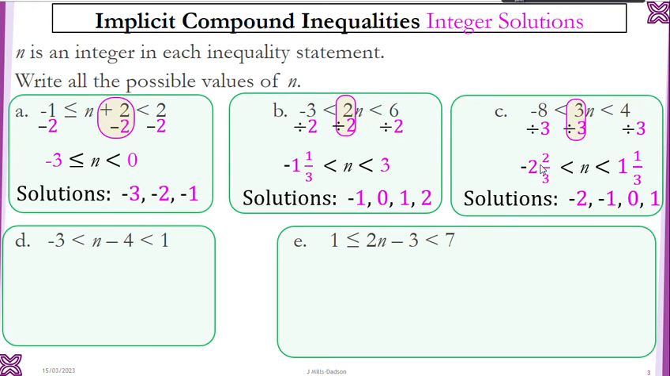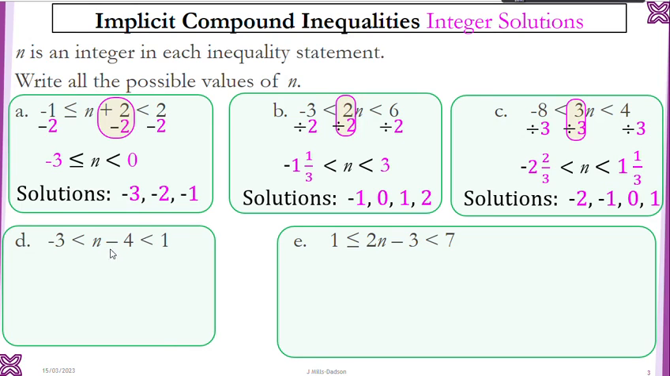Note, negative 2 and 2/3 is between negative 3 and negative 2. So the first whole number integer we will see is negative 2. The last whole number we will see is 1 because 1 and a third is between 1 and 2. So our last whole number we will see is 1.